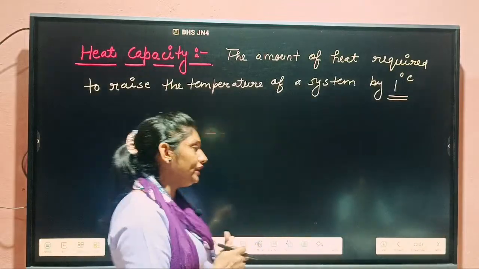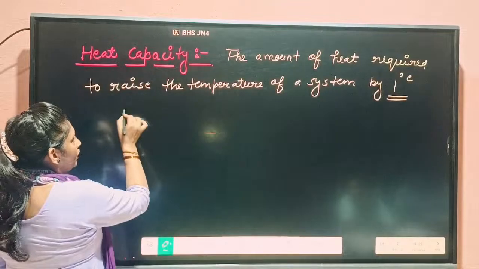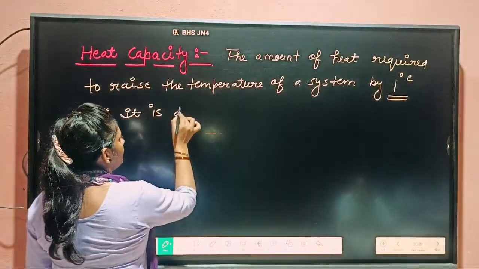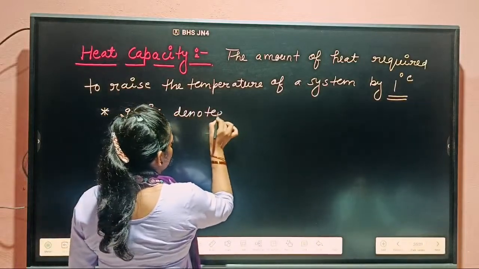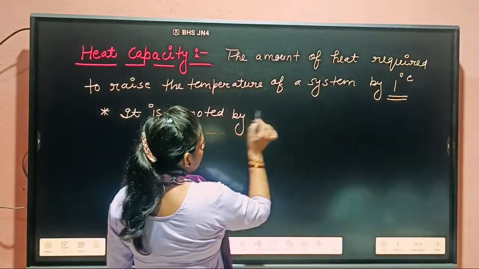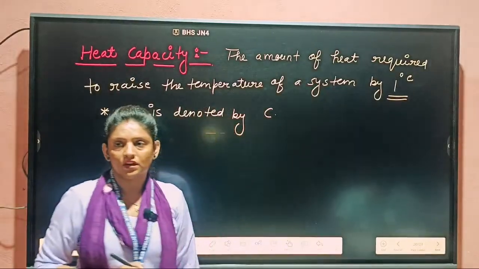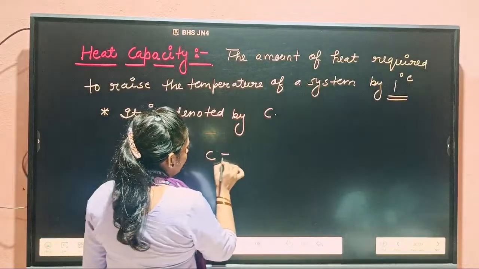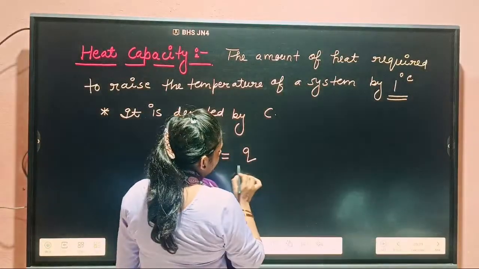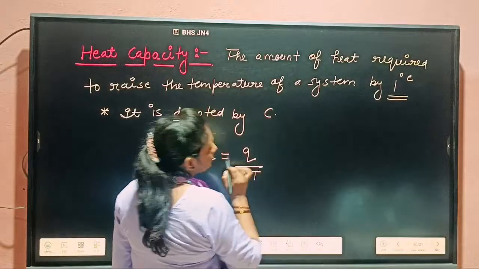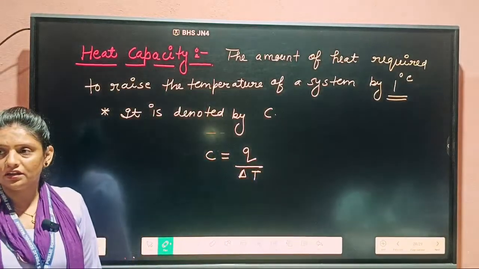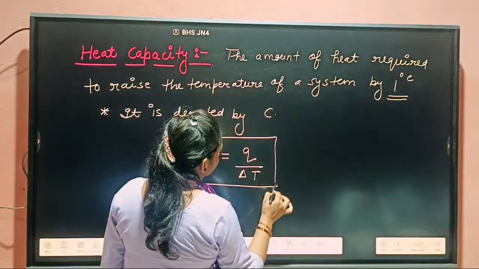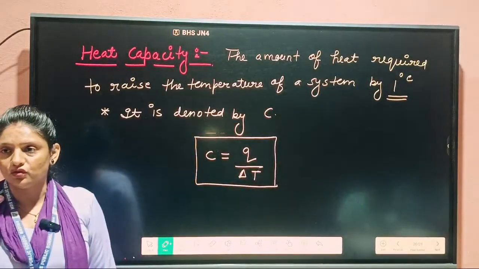Okay, so students, heat capacity is denoted by C. We can write in this way: heat required to raise the temperature by 1 degree Celsius. So C is equal to Q by del T. This is the mathematical expression for this.